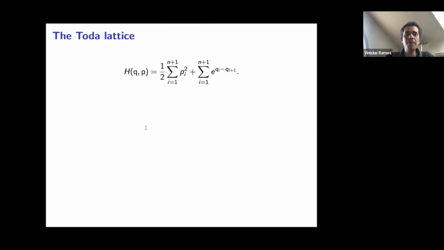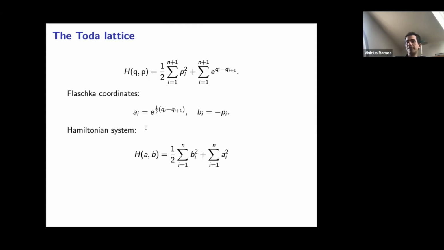Okay, so let's go back to the Toda Lattice and talk about the fact that it's integrable. One of the reasons it's so interesting is that it was the first example of a nonlinear integrable system. Let me explain why this is an integrable system. The first thing you can see is that you can change coordinates like this using this Flaschka transformation. You call ai this exponential, and bi minus pi, or maybe pi if you want, but traditionally it was minus pi. And now we have a new Hamiltonian system, which is quadratic.